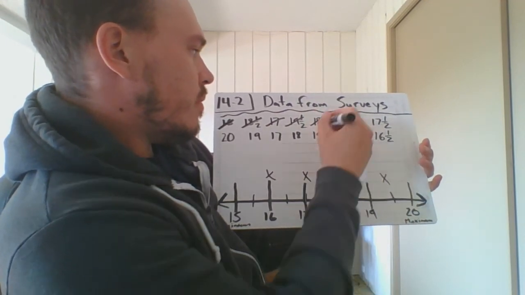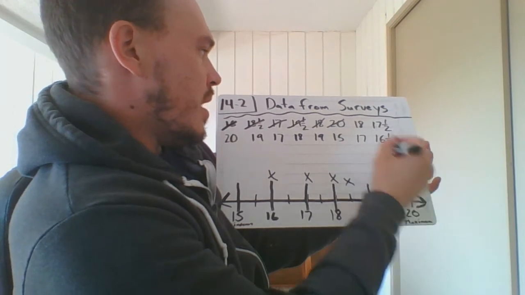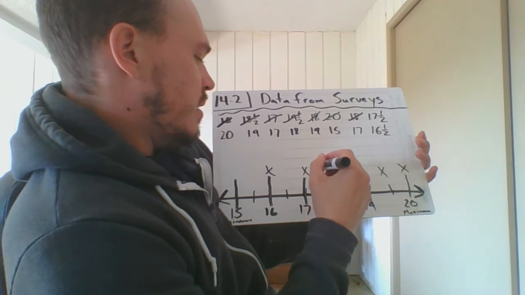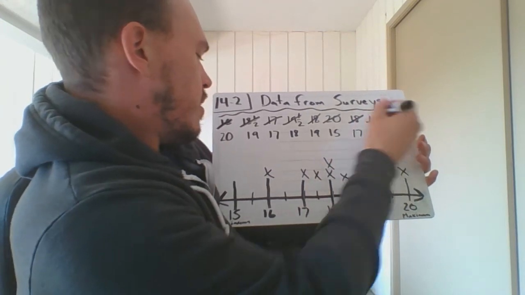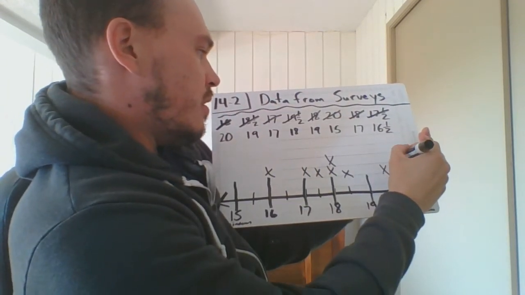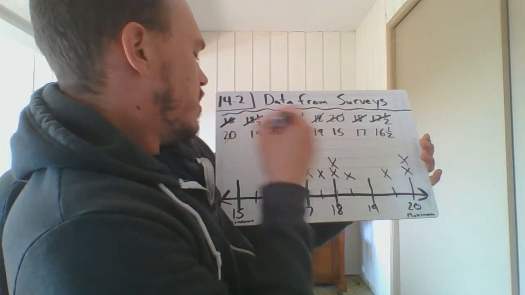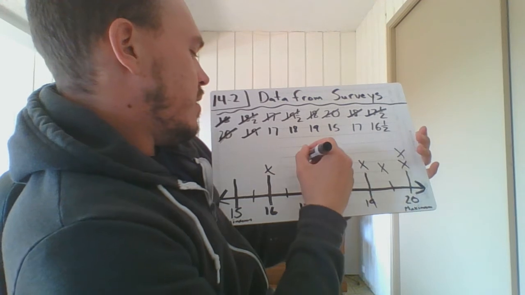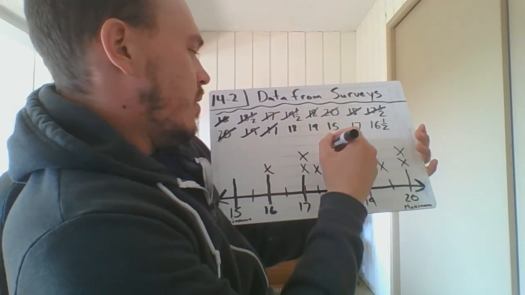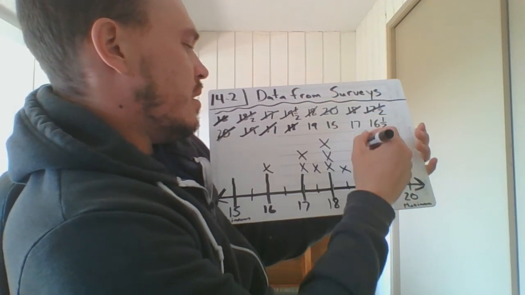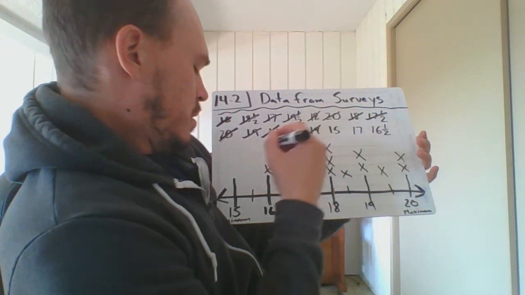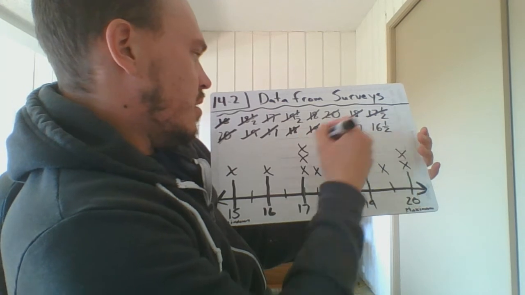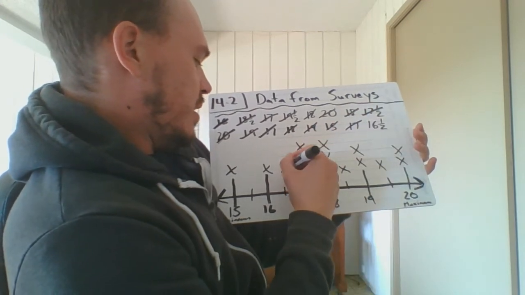18, 20, which was our maximum. Another 18, I put it above. 17 and a half. Another 20. Now a 19. Now a 17. Now an 18. Now a 19. And a 15. And a 17. And then 16 and a half.